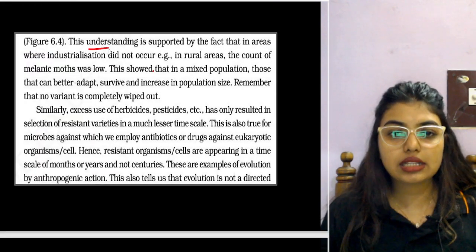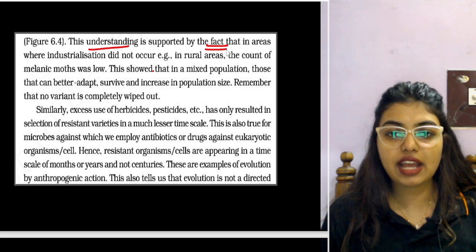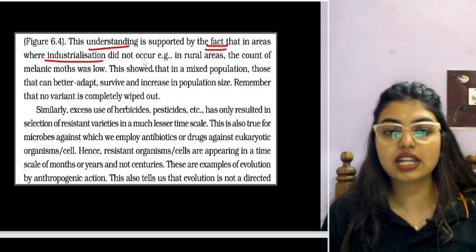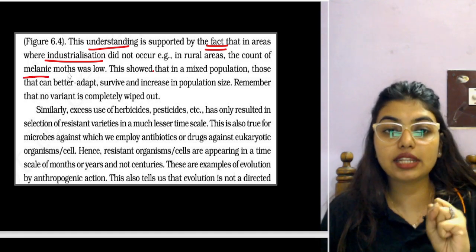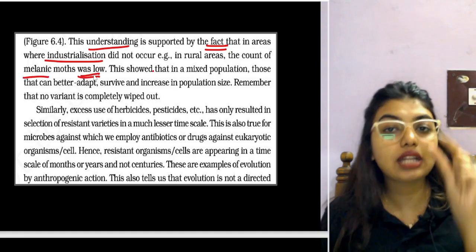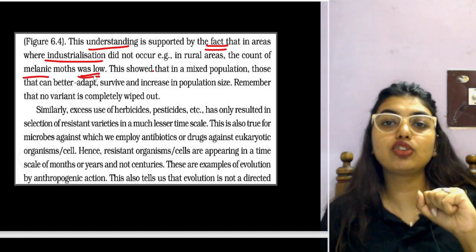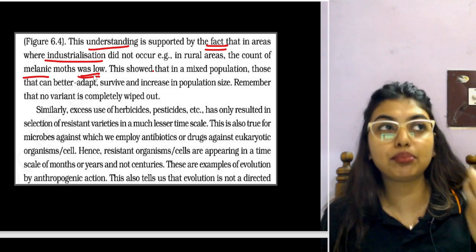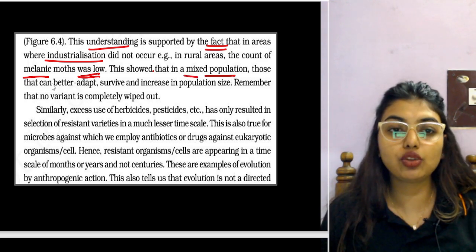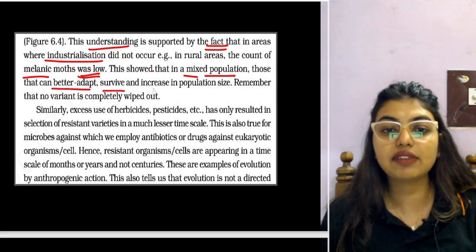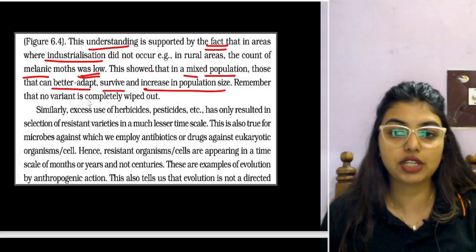See, this understanding is supported by the fact that in areas where industrialization did not occur, that is in rural areas, the count of melanic moths was low. That means the dark-winged moths were not present in the rural areas where there was not much pollution. This showed that in a mixed population, those can better adapt, survive, and increase in population numbers.